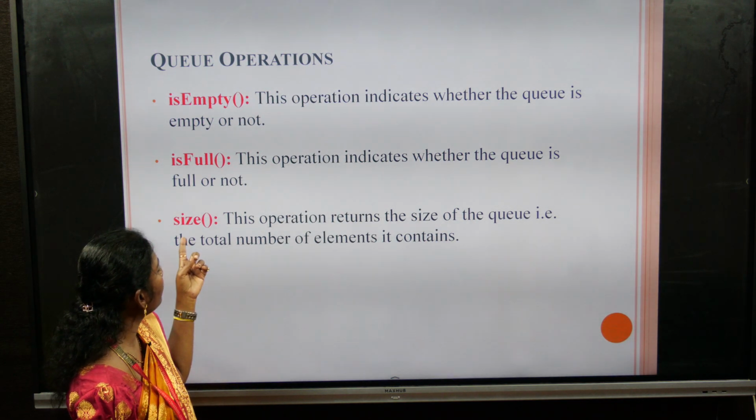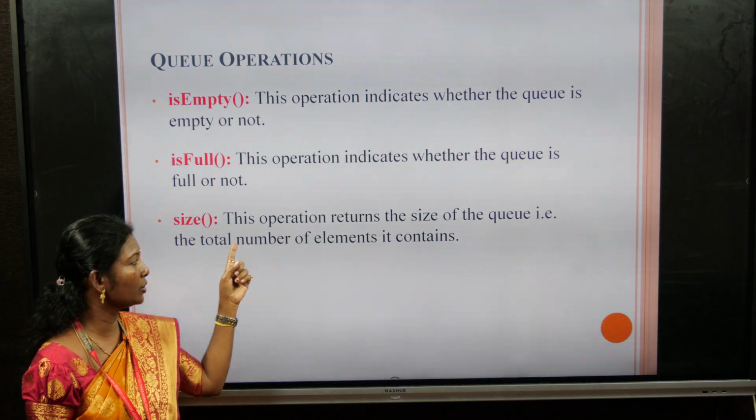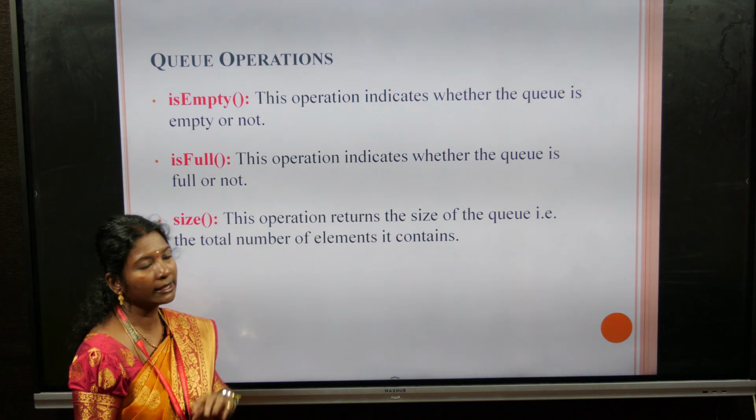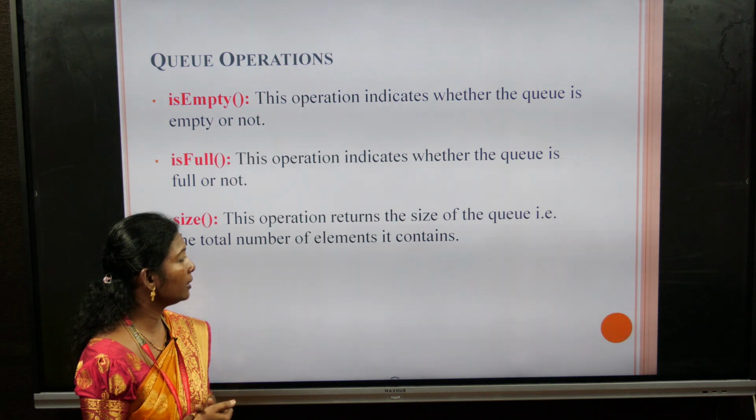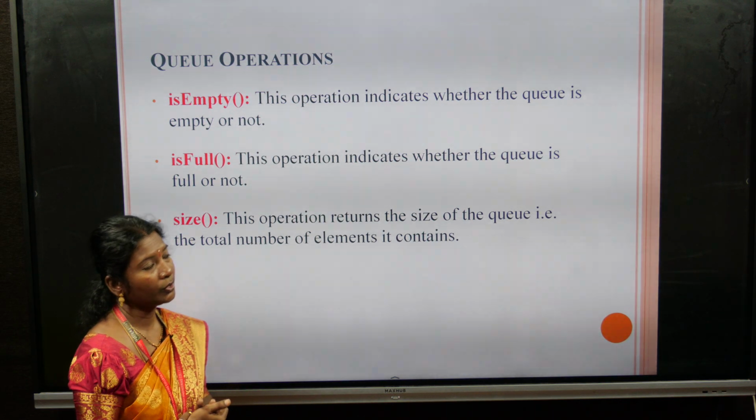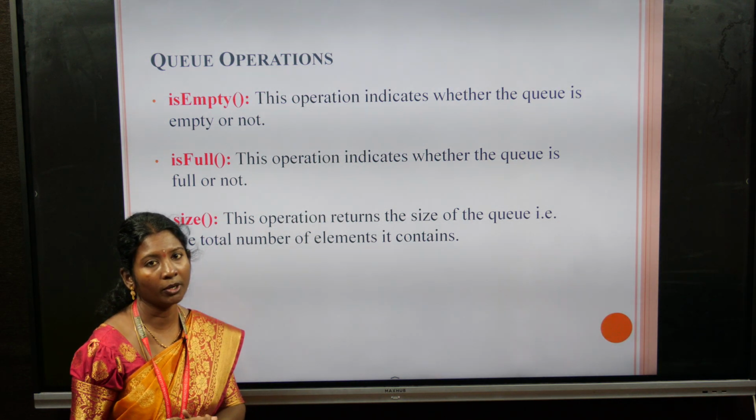Last we have an operation known as the size operation. This size operation is going to return the size of the queue, that is the total number of elements a queue is holding. So these are the operations which are performed on the queue.